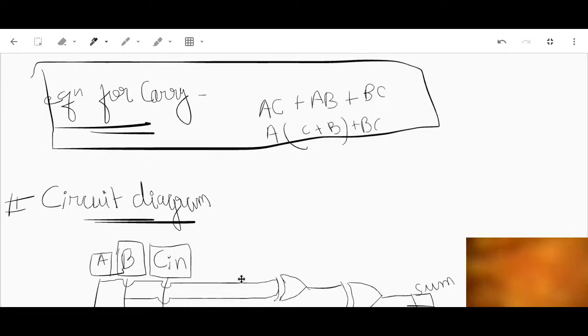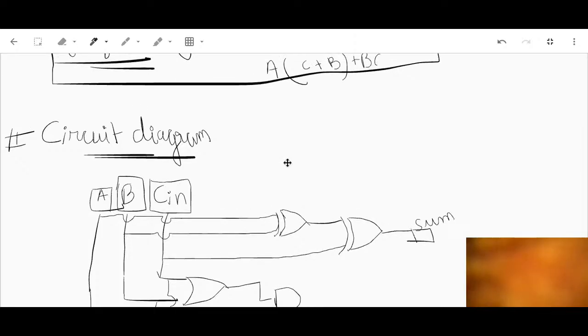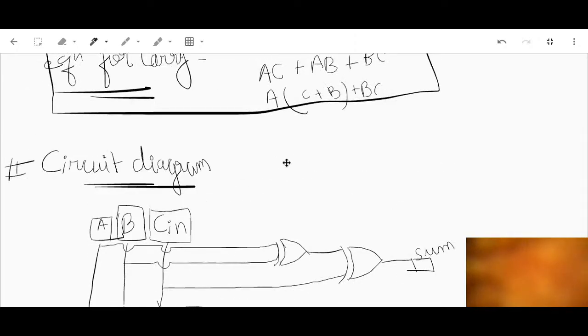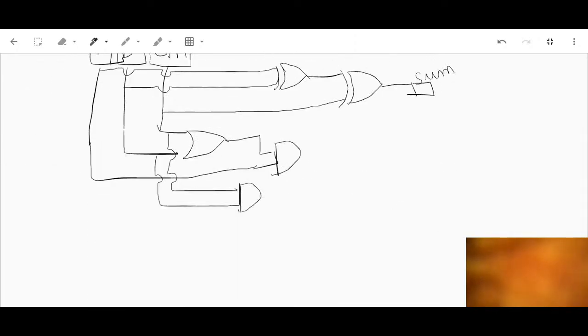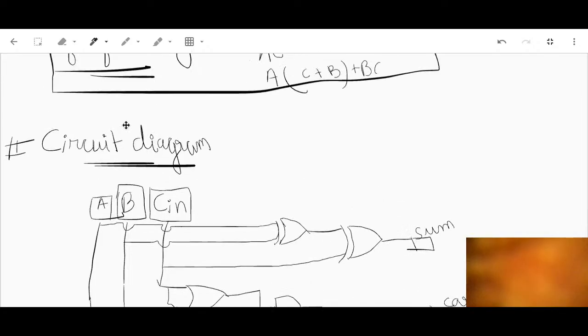AND gate. We'll also use the AND gate. A, C, B will be connected. So we have to connect both AND gates with an OR gate like this. So here we just get the carry. Now our circuit diagram will be completed here.